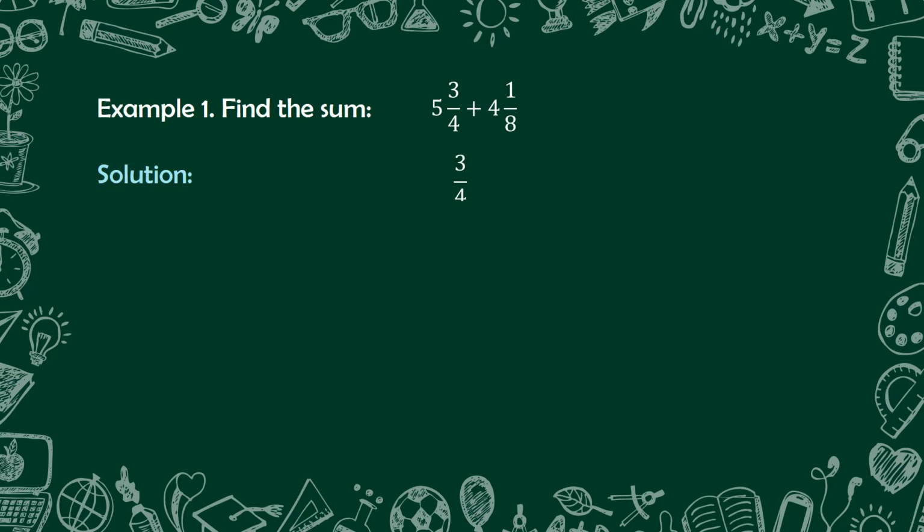Let us have an example. Find the sum of 5 and 3 over 4 plus 4 and 1 over 8. We can see that 3 over 4 and 1 over 8 are dissimilar fractions. So let's change them first into similar fractions. Their LCD will be equal to 8, because the LCM of 4 and 8 is equal to 8. So 8 divided by 4 is equal to 2. 2 times 3 is equal to 6. Now for 1 over 8, 8 divided by 8 is equal to 1, and 1 times 1 is equal to 1. Now we have 6 over 8 plus 1 over 8.